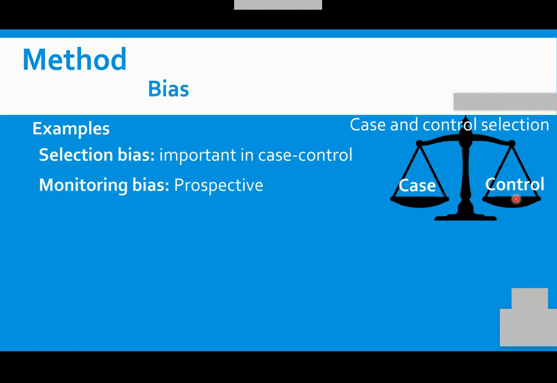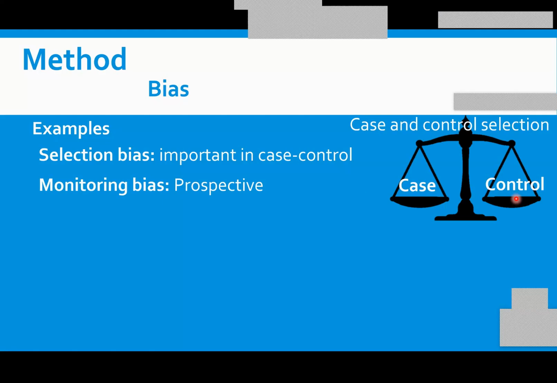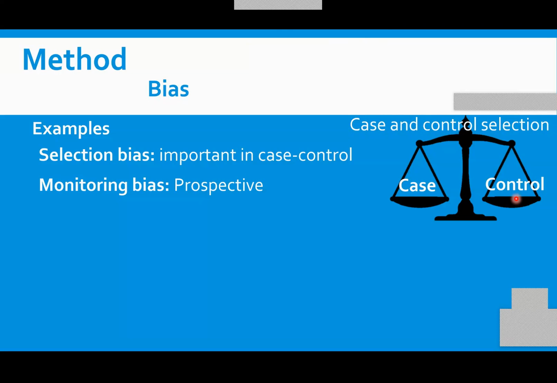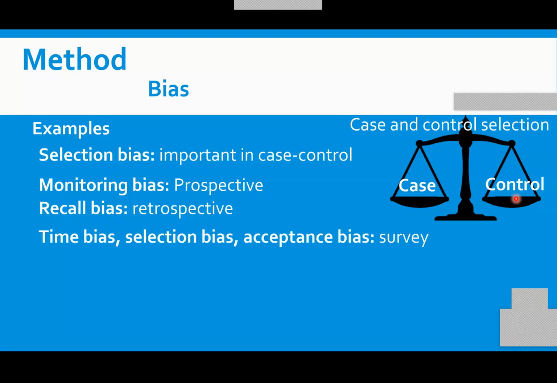Now, if you're doing a prospective cohort study, you start to monitor a risk for a disease, and then you follow the patient. Because you're monitoring, if you have a problem in your design, improper monitoring, you get monitoring bias. If you do a retrospective study, you have a disease, and you look for a risk factor that happened before the patient got the disease, because you ask the patient. If the patient cannot remember, you have recall bias. Another problem is time bias.